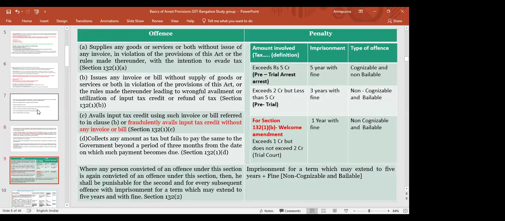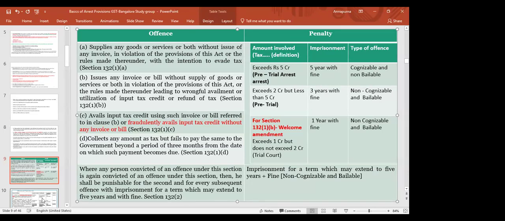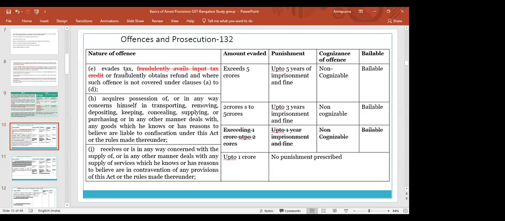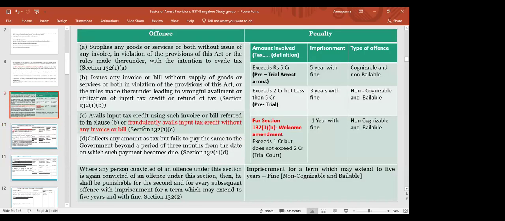Now, next is this offense. What we were discussing is, I was just trying to see the amendments that have taken place in 2020, 2021, 2023. All that amendment I was just trying to look into from the perspective of offense. So one aspect is this: fraudulently availing input tax credit without any invoice or bill was covered under entry 5, that is E. It was covered as a bailable offense, but now they have brought it under non-bailable offense.